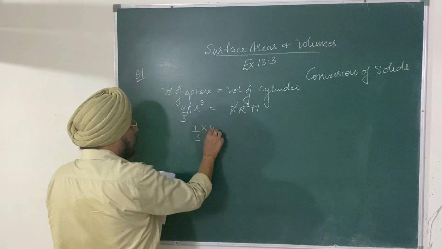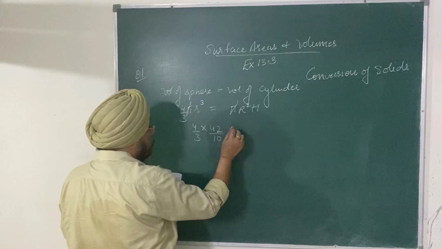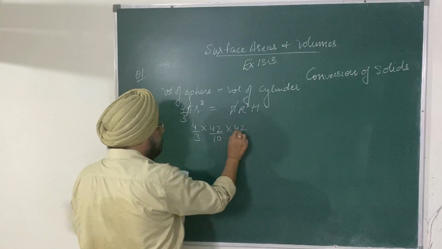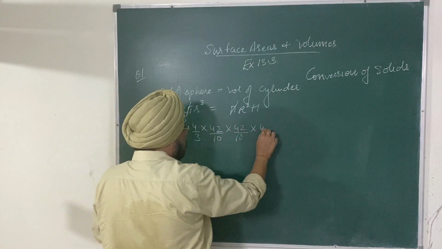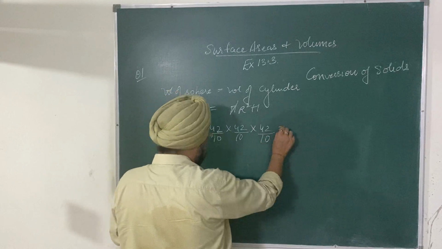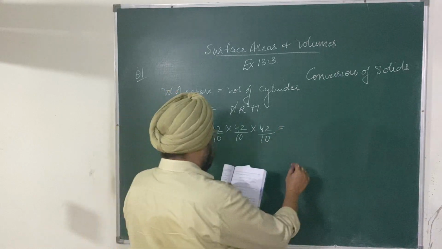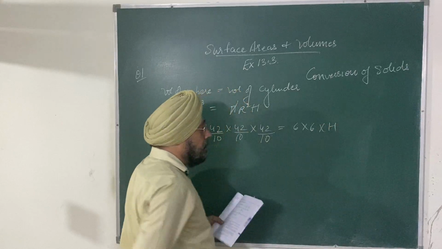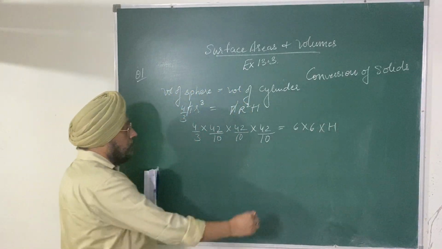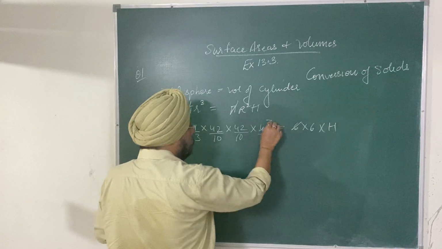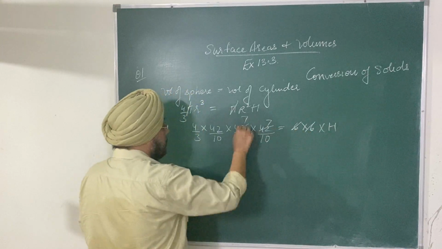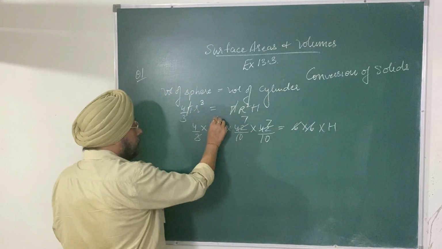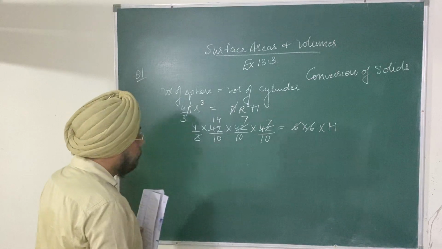So let's substitute the values. The radius of the sphere will be 4.2, that is 42 by 10. 42 by 10 multiplied by 42 by 10. And the radius of the cylindrical portion is 6, and we have to find the height of the cylindrical portion. So let's cancel the values. This is 6 into 7, 6 into 7, 3 into 4, that is 14.